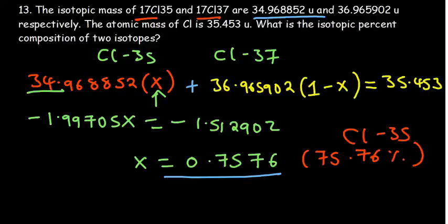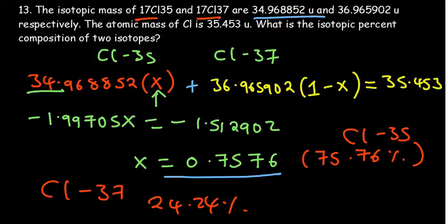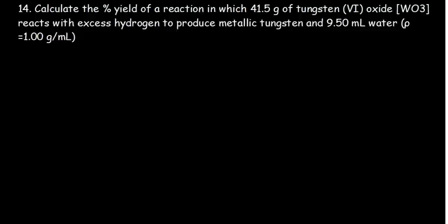So from 100, the value you're getting is for the other one. So for chlorine 37, the percentage is 24.24%. So that's basically how you handle question 13. And finally, the last one, we need to calculate the percentage yield of the reaction. So where we are told for 1.5 grams of tungsten, 7, yeah, that is 6 actually.